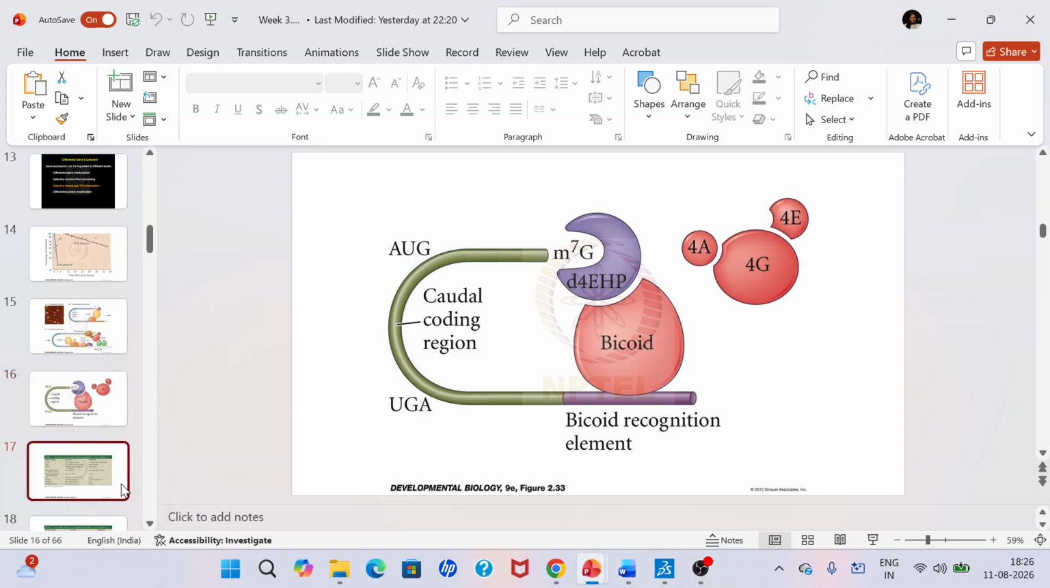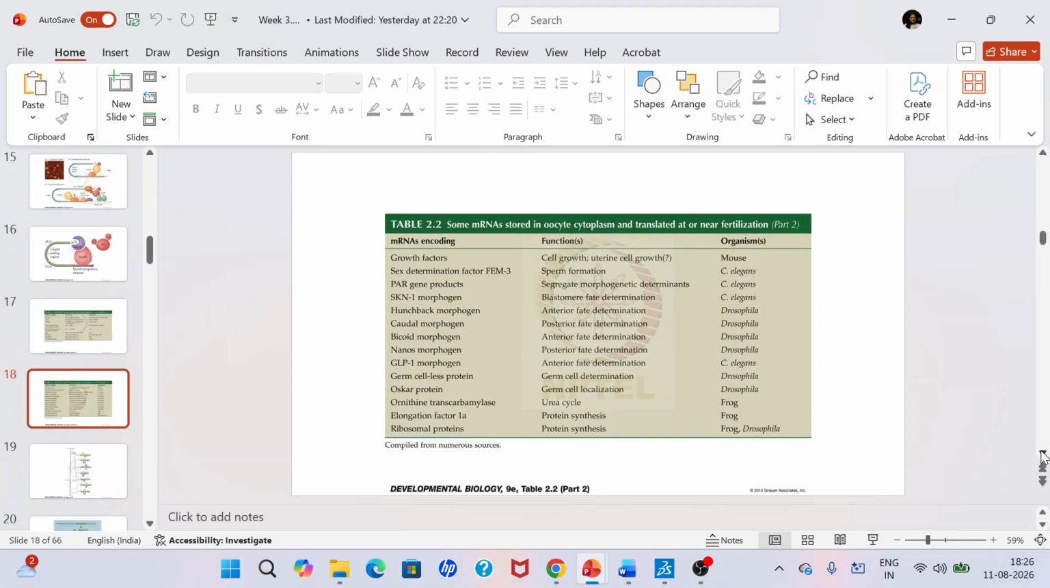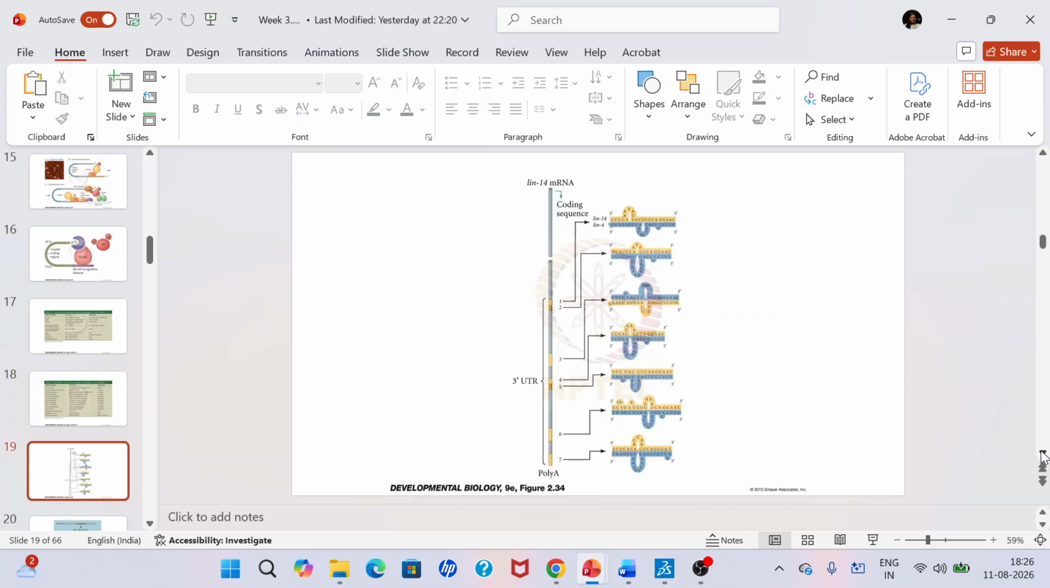These are some of the examples in which mRNAs are stored in oocyte cytoplasm and translated at or near fertilization, and these are controlled by this type of mechanism, the circularized mRNA, and the presence or absence of protein. So there are many methods by which these mRNAs or the formation of these proteins will be controlled. Further, those are the only examples that we were talking about.